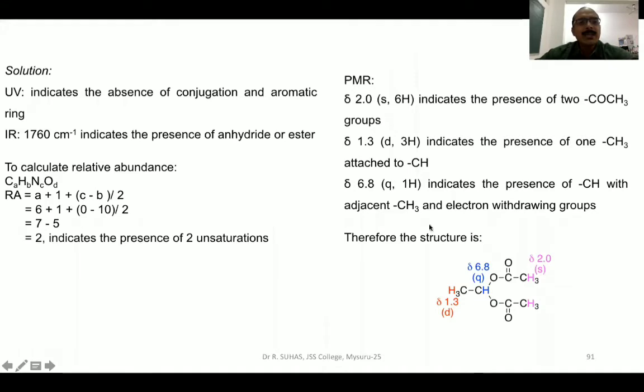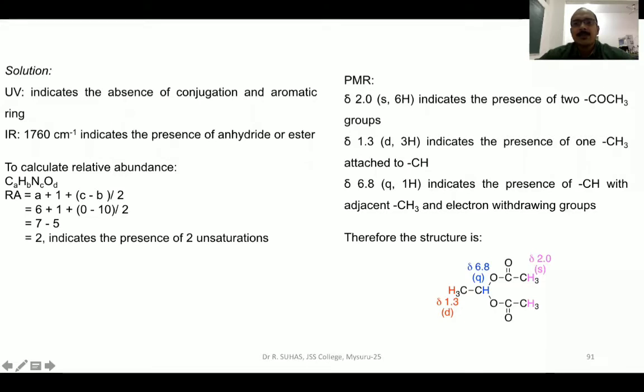So UV indicates the absence of conjugation and aromatic ring. 1760 indicates the presence of anhydride or ester. We will see what it is. And the first thing is to find out the double bond equivalence. So substitute C6H10O4 in this formula. C6, nitrogen is absent, so hydrogen is 10. So 7 minus 5, 2. It indicates the presence of two unsaturations.